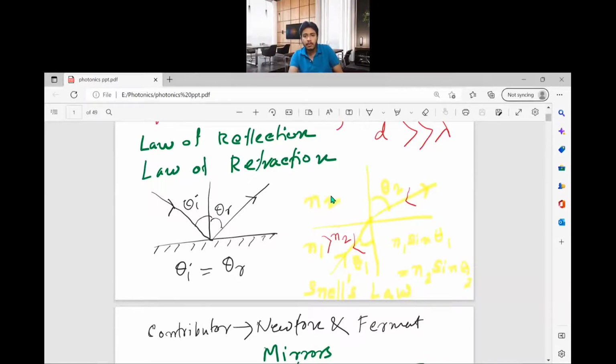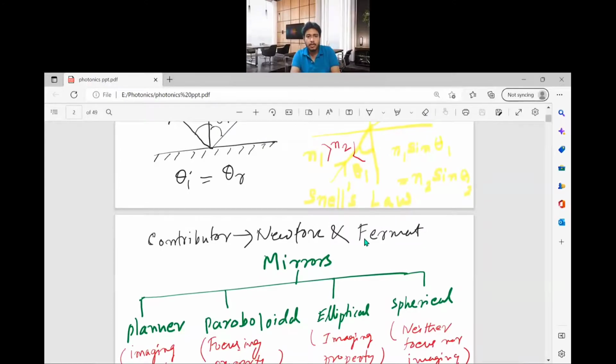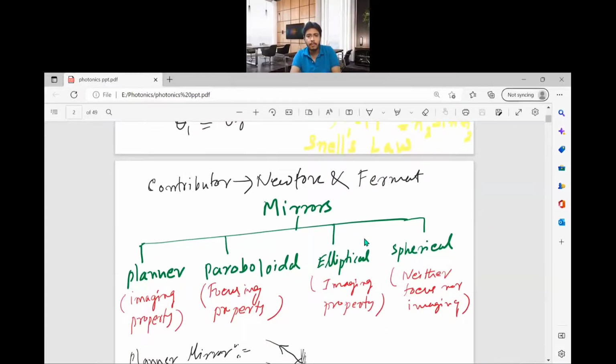As you can see, n1 and n2 are the two refractive indices. If n1 is greater than n2, light will move away from the normal, so theta 2 will be greater than theta 1. And if light is traveling from n2 to n1, it will bend towards the normal, so theta 1 will be less than theta 2. So this is Snell's law. These two laws we can explain using ray optics, and as we already said, the main contributors are Newton and Fermat.